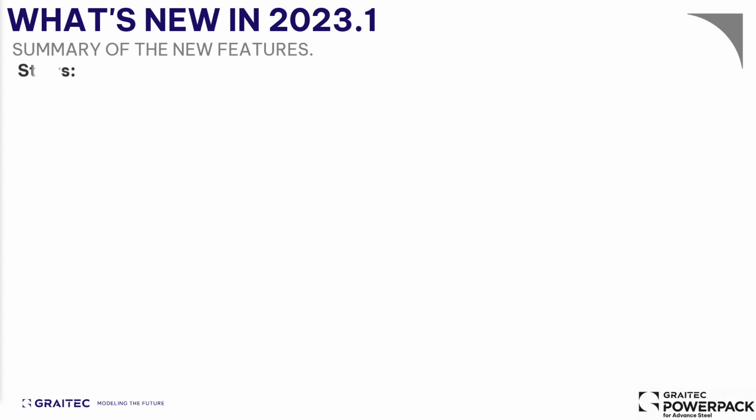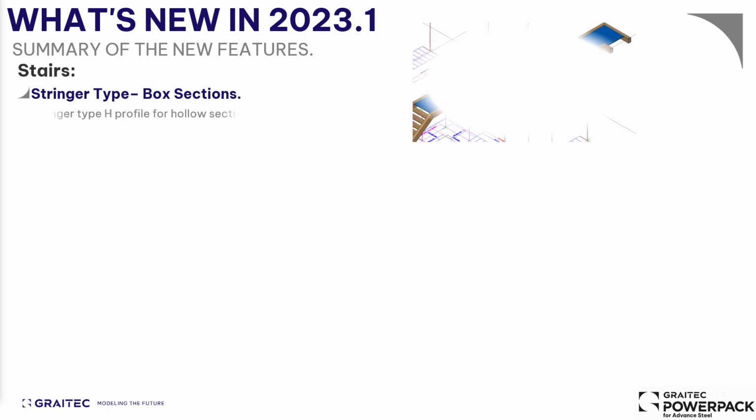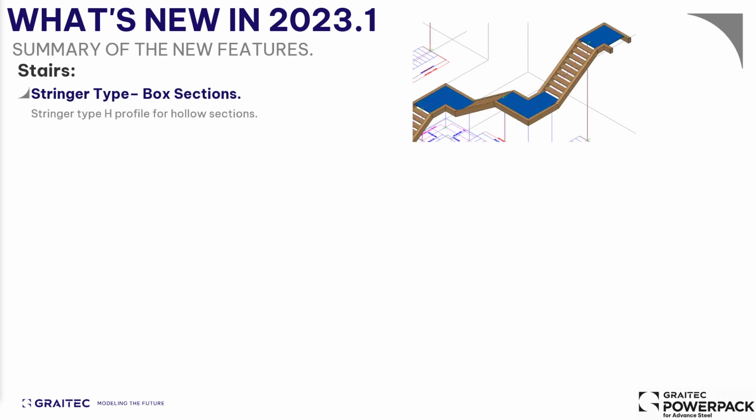So we're going to move on to the stair elements. Obviously, we still maintain our commitment to improving our stair macros within the PowerPack. For this version, we've introduced a box section stringer type. There were many user requests for this, and it's sort of been overlooked before, but we've made an effort in this version to include it for what is termed an H-type section profile.